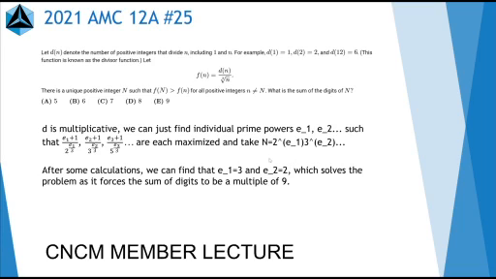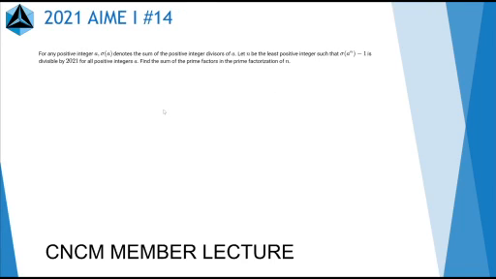To solve the problem immediately, since it has to be a multiple of 9, its sum of digits is also a multiple of 9. So the only choice we have is E. Alright, let's proceed to the next problem.